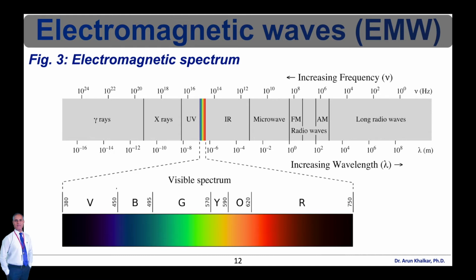The visible spectrum is also shown here with a wavelength of around 380 nanometers to 750 nanometers, and it includes the colors starting from violet, blue, green, yellow, orange, and red. So this is the electromagnetic spectrum.